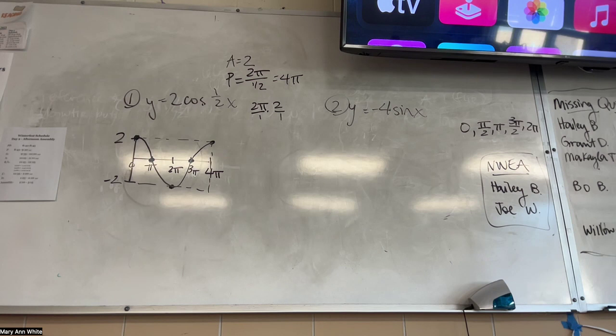The graph is what I'm looking at, to make sure you have the right sine or cosine curve. So even if you screw everything up, but you're like, that is a cosine curve, I'll give you credit for that.